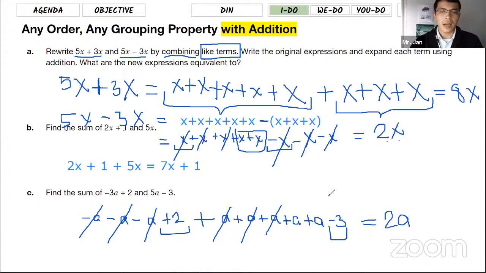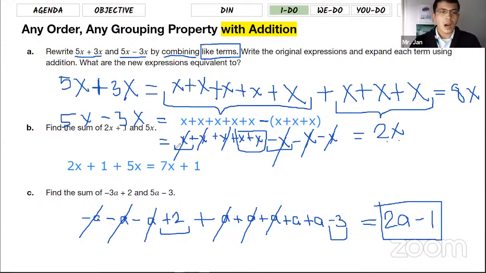What's going to happen if you combine them? Positive 2 plus negative 3. Yes, it is negative 1. So the simplest form or equivalent form of this addition will be 2a minus 1.